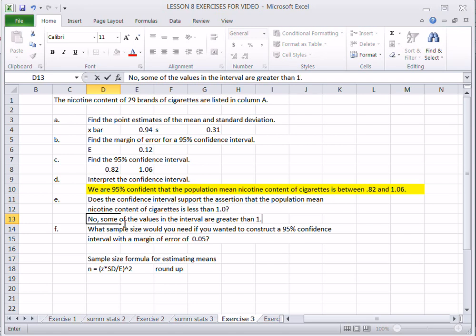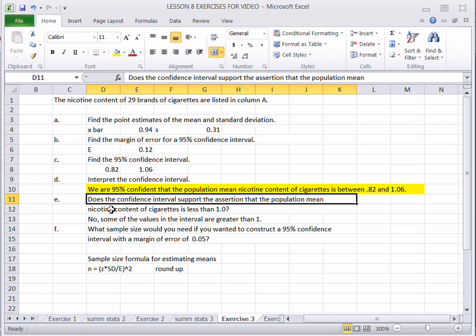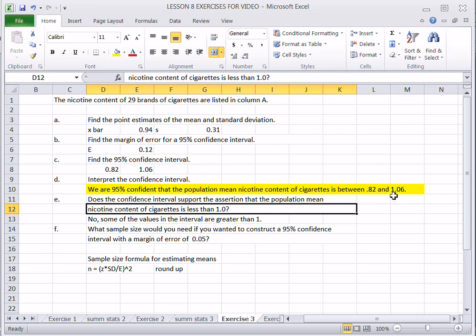Okay? So if we were to support the claim that the content was less than 1, every single value in this interval would have to be less than 1. But we can see that some values are greater than 1, so that's not true. Now, if the claim had just been equal to 1, we would have been able to say yes, because 1 is in the interval. So there's a difference between equal to 1, in which case 1 just has to be in the interval, and less than 1, in which everything has to be less than it.